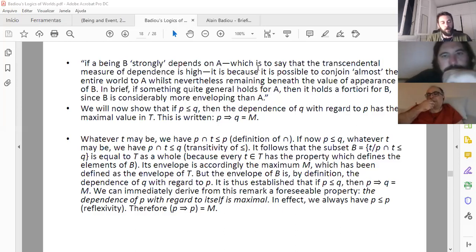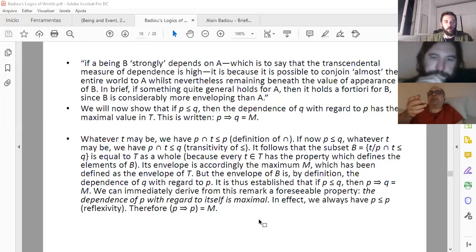What does that mean? Because that's how I understand it: if P implies Q has a maximal value, it means that their implication appears. But what does it mean for implication to appear? Implication is an operator, right? It's an algebraic operator. What does it mean for it to appear? It means that it's localized somewhere in this ordering. The actual operator? That particular relation of implication.